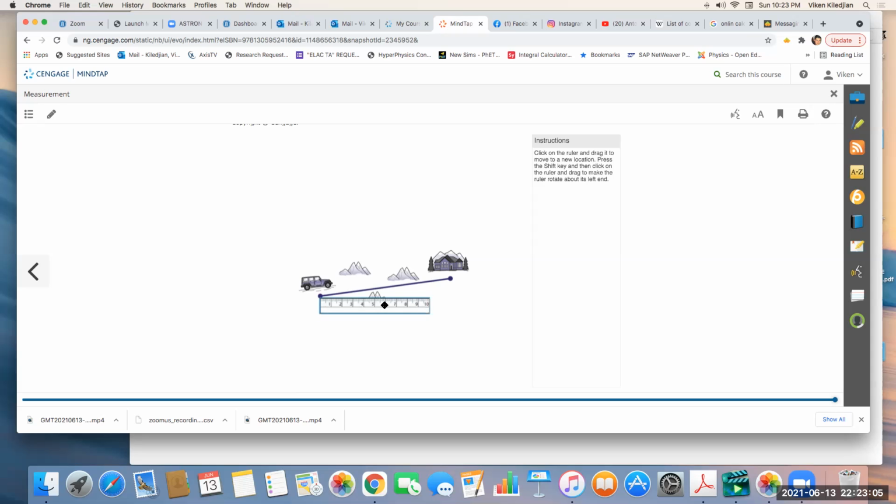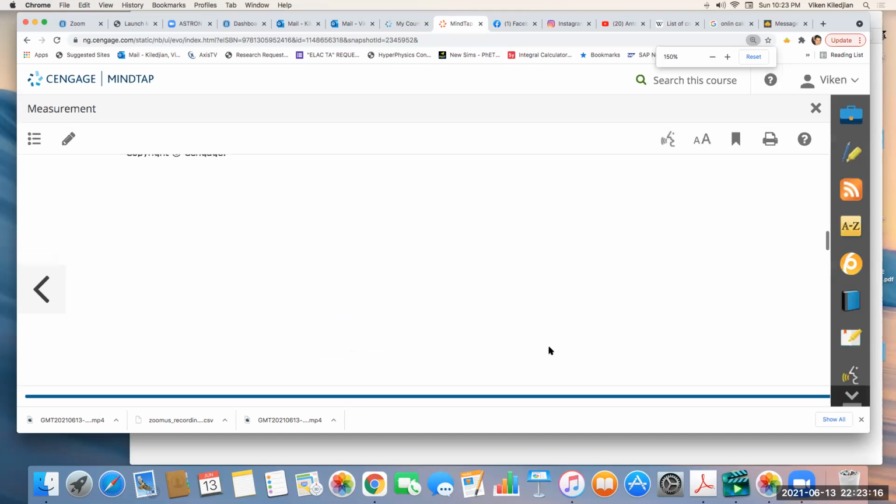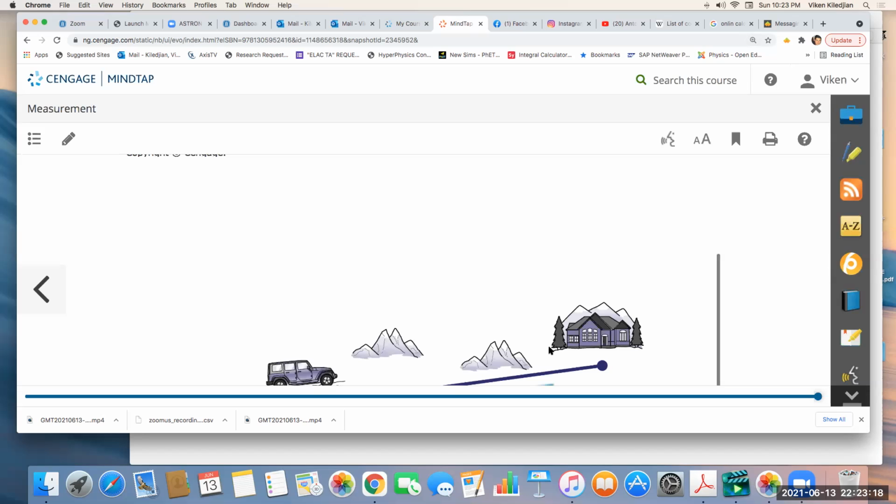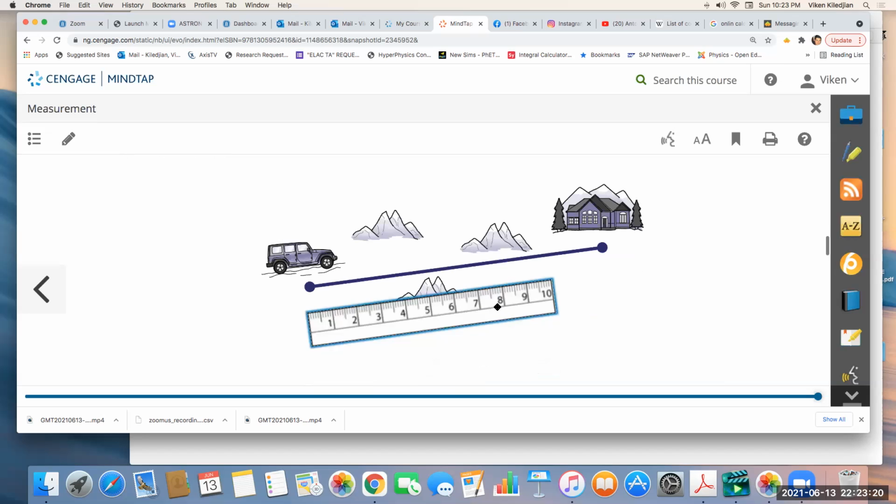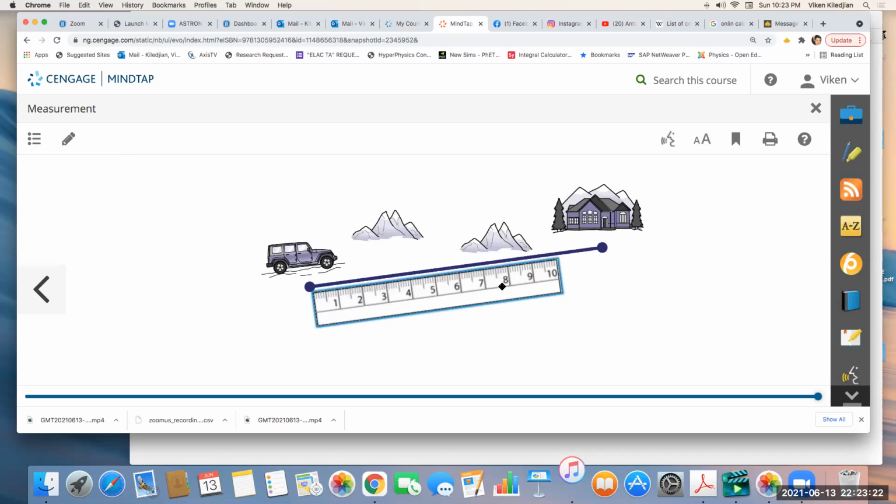So you could put this at the edge and then press shift, rotate it, and then zoom in on it. I'm doing control plus to zoom in. So put this at the middle of the dot. So that's 10 full centimeters. So that would be one snapshot you can do right there. A snapshot of that for this second portion.